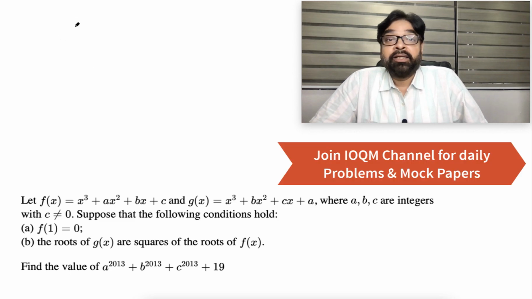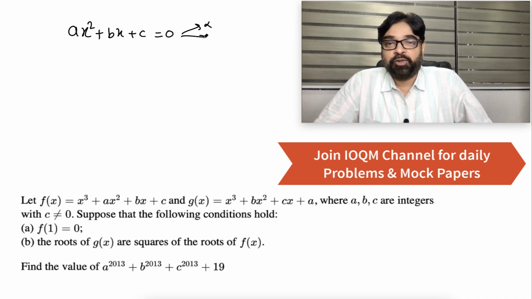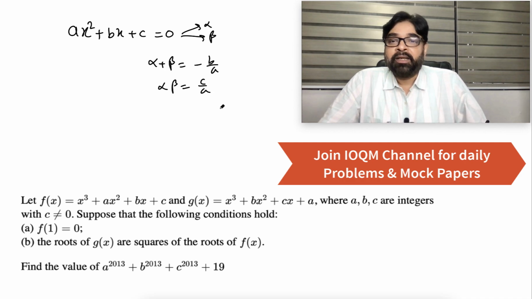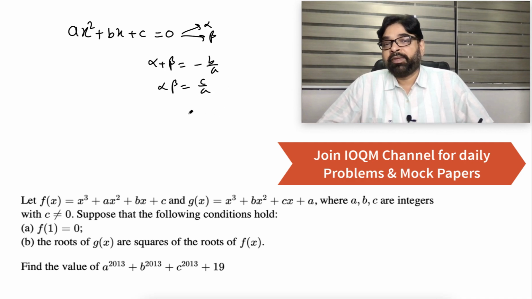I'm sure everybody, since you are now preparing for IOQM, it is expected that any quadratic will have two roots, alpha and beta. So all of you know alpha plus beta is always equal to minus b by a, and alpha beta is equal to c by a. Alright. Basically, I will suggest you the way to learn this.